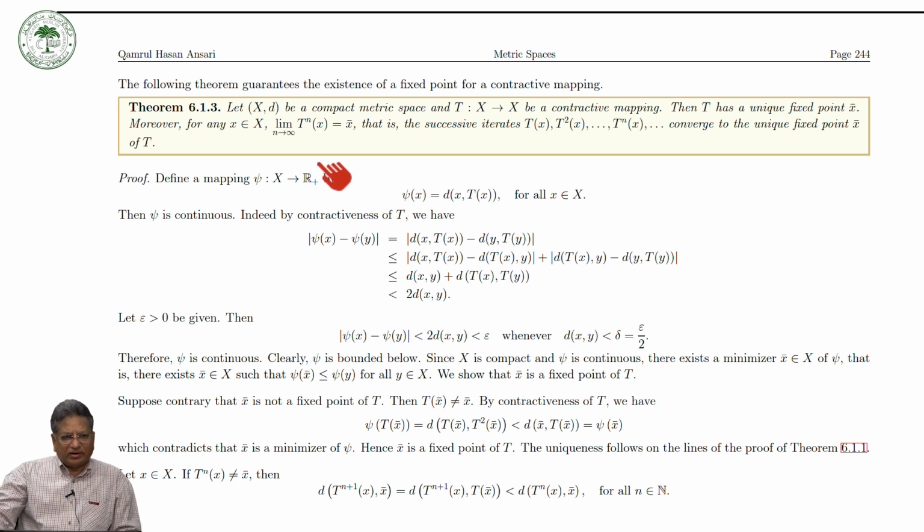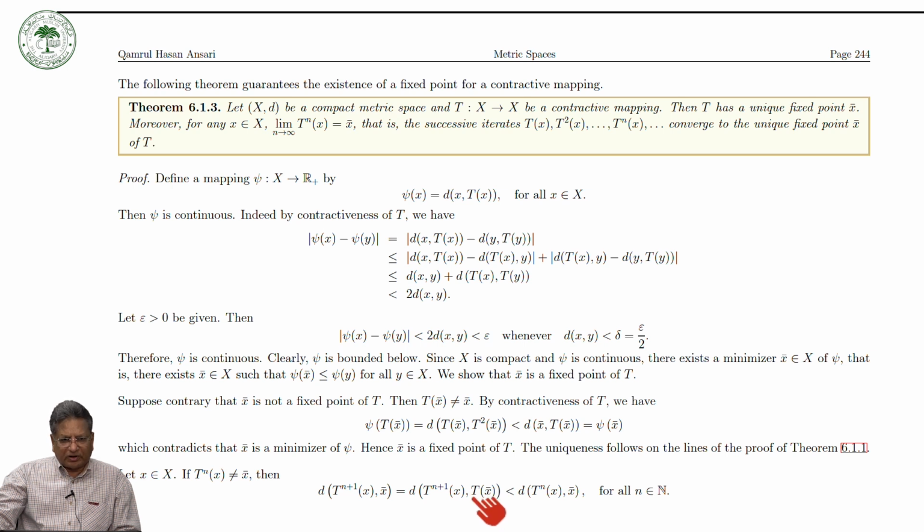The second part is that for any x, we have to prove that this limit is equal to x bar. So let us start. Let us take any arbitrary x element in capital X. If x is equal to x bar, then of course the limit is equal to x bar, so nothing is to prove. If it is not equal to x bar, then we can take d of T^(n+1) x, comma, x bar. But x bar is a fixed point of T, so it is equal to T x bar.